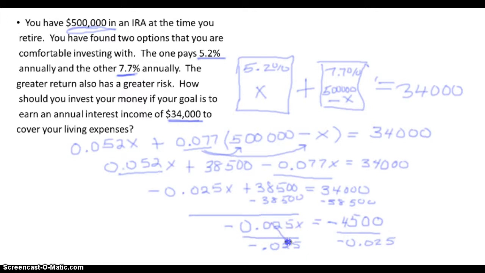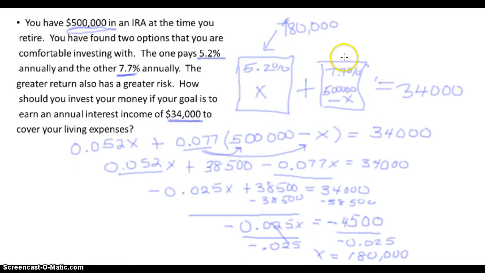This side cancels, and I have x equals, and again I'm going to use my calculator here, type this all in. Two negatives do give me a positive value of 180,000. So now I need to take this number and make sense of it. Up at my original setup, the x was the amount invested at 5.2%. So right now I know that in this account I want to put $180,000.